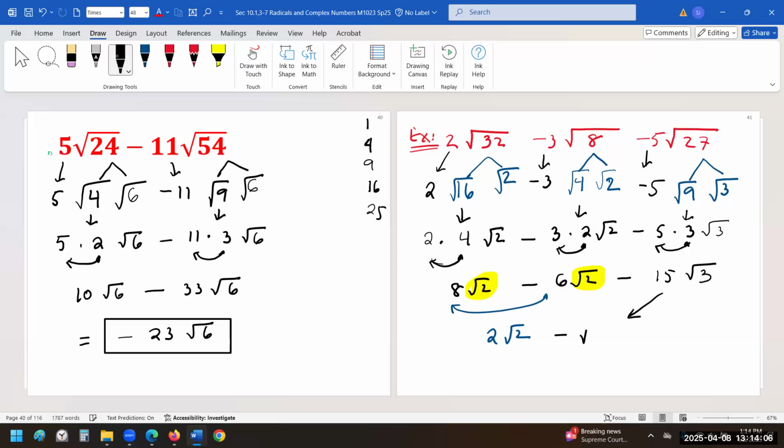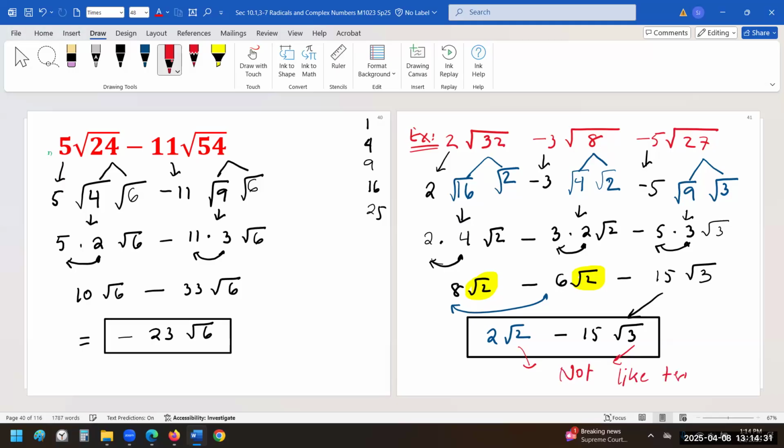No, because even though we have the same root, we don't have the same inside. So we simply bring it down. They're not simplifiable anymore. We cannot combine them because they're not like terms.